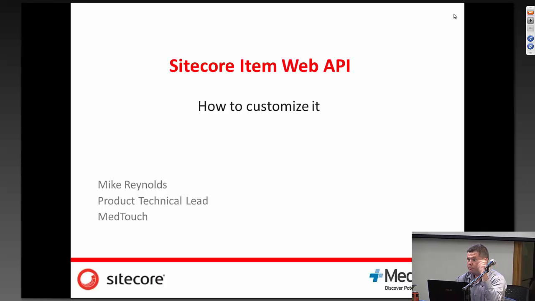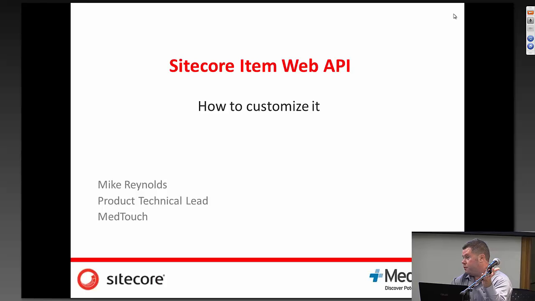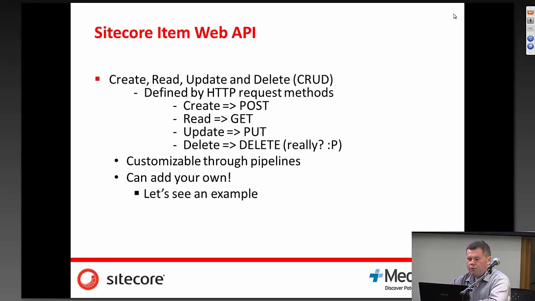So that might be more useful than what I'm going to show today, but I had no really good idea of what to show that would be useful. Just to give you a little background, Sitecore Item Web API does basic CRUD methods: create, read, update, delete. These are the request methods that it will handle. Create wants a post, read you need to pass get, update is put, and delete is obviously delete.